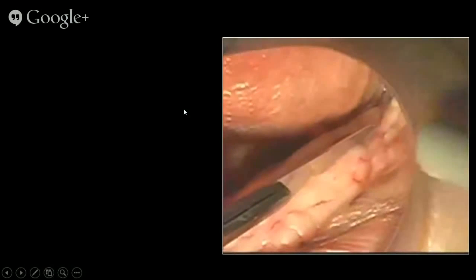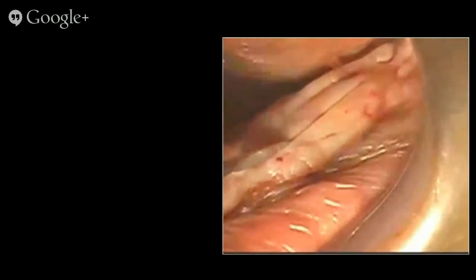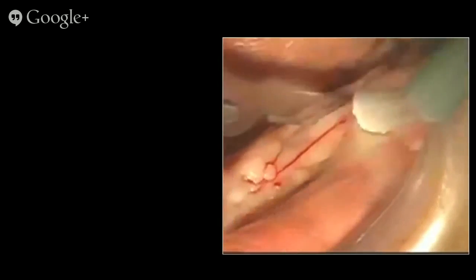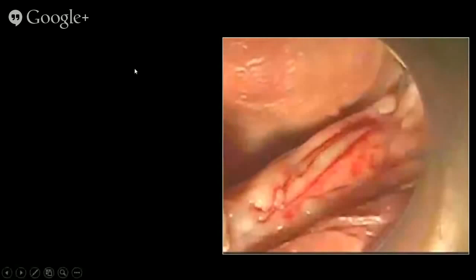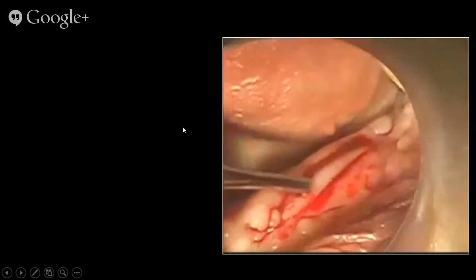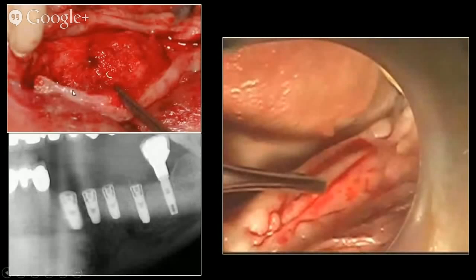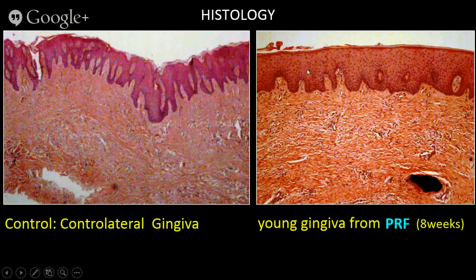And if we want to check first what quality of tissue we have, we can harvest a piece of gingiva to do a histology study. But first, we wanted to know if we had a safe graft. Yes, the graft was safe, and the dentist put 4 implants. But if we analyze on the right the new gingiva from the fibrin and compare it to the other side of the gingiva, we see that it's a normal gingiva, but it's a young gingiva.